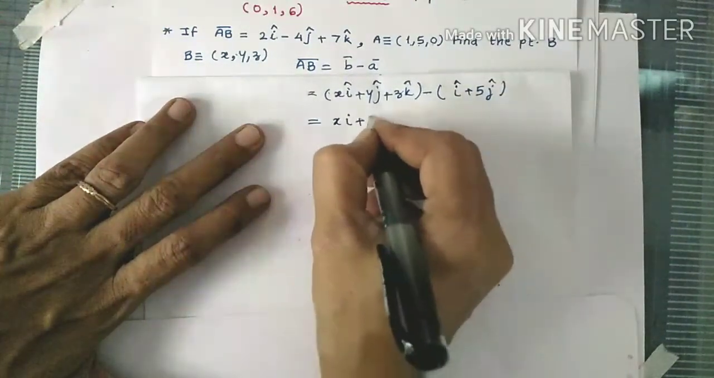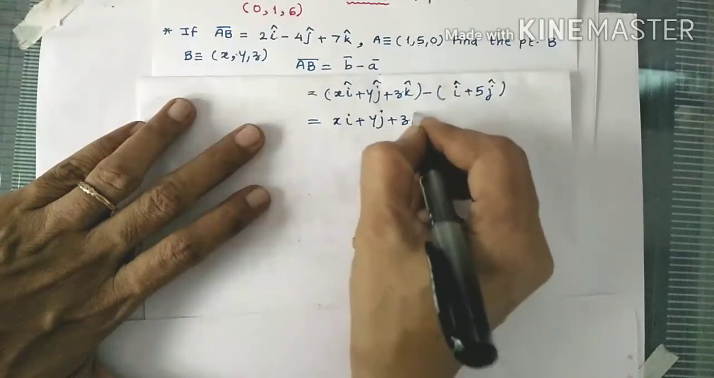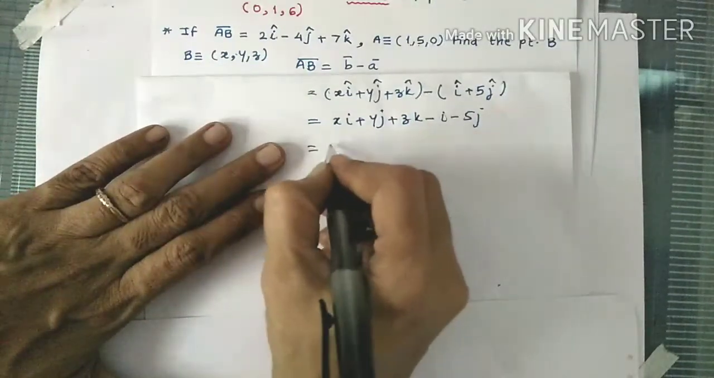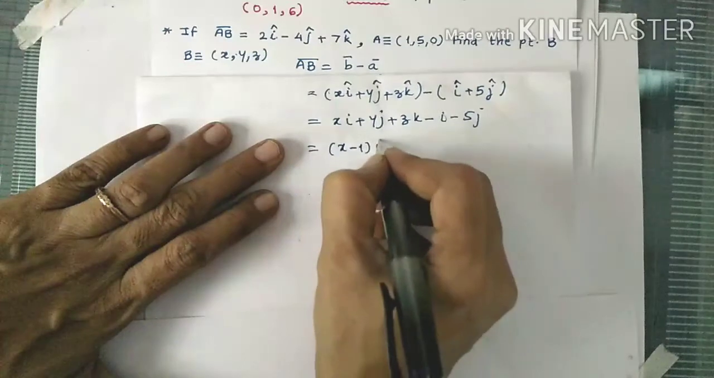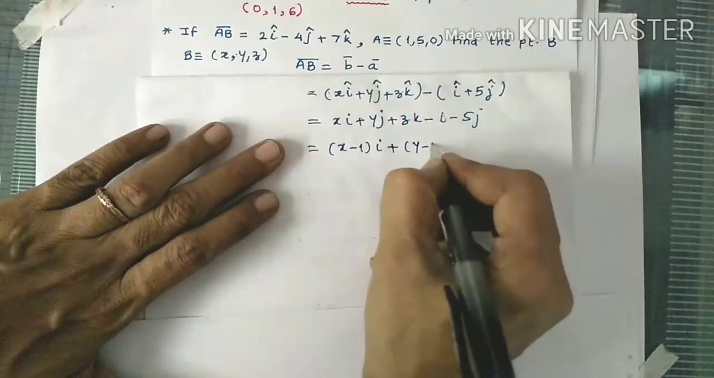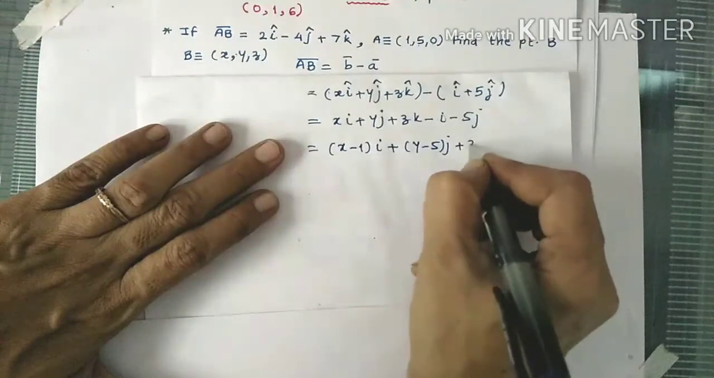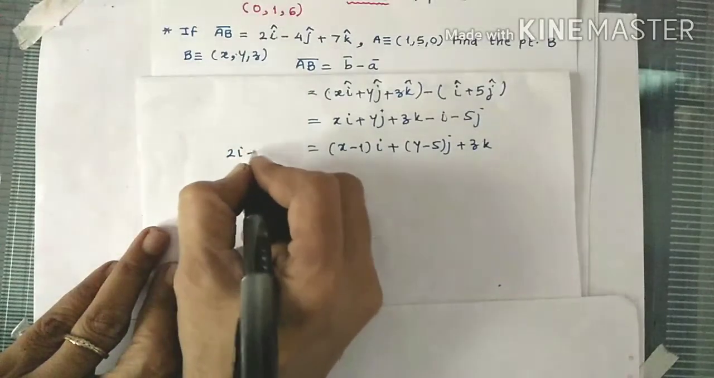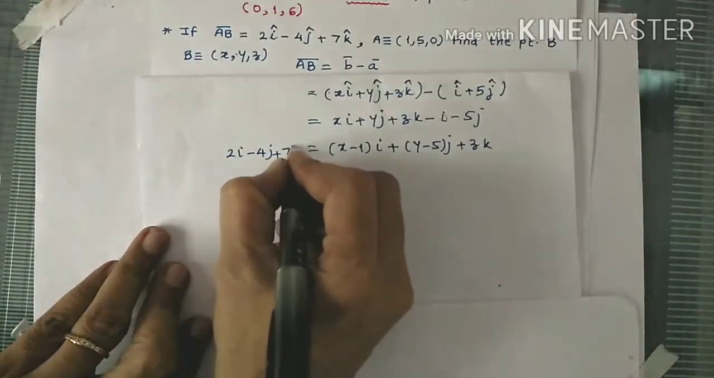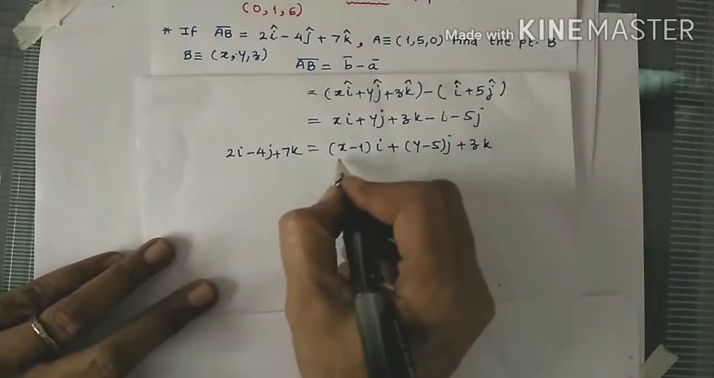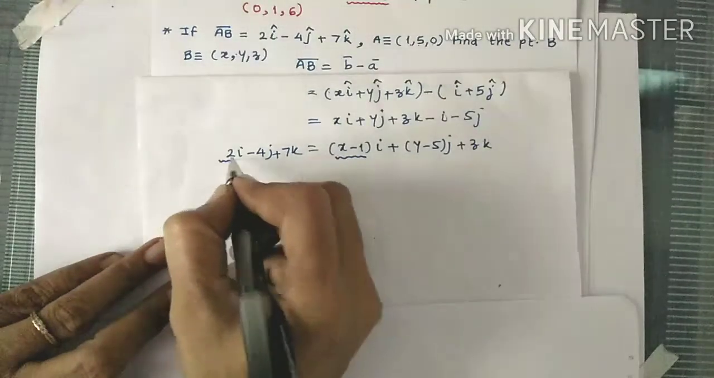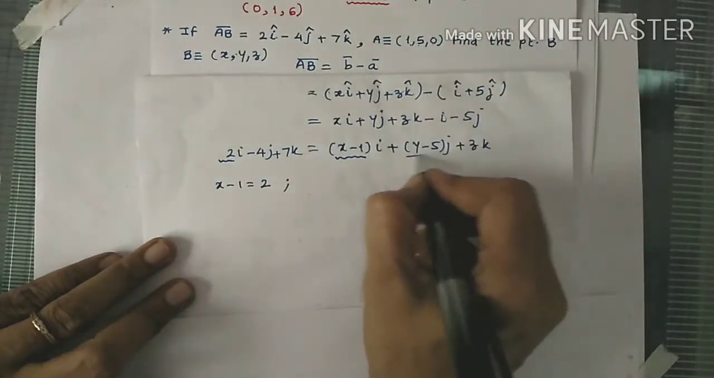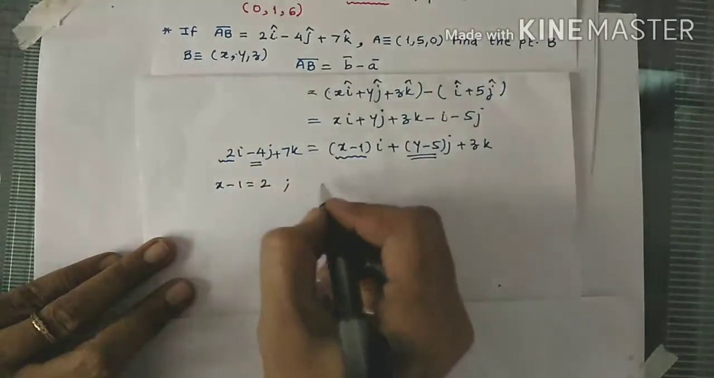Now subtracting, we have xi plus yj plus zk minus i minus 5j. So this is (x minus 1)i plus (y minus 5)j plus zk cap. But AB bar is given, so let's write AB bar here: 2i minus 4j plus 7k. So coefficient of i is x minus 1 here, and here it is 2. So x minus 1 equals 2. Coefficient of j is y minus 5, it is minus 4 here.